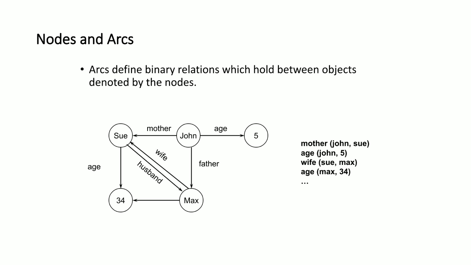So you can see, John's age is 5, then John's mother is Sue, John's father is Max, and you know that Max's wife is Sue. So the relationship between Max and Sue is inherited, right? Then Max's age is 34. So again Max is the husband of Sue, and Sue's age is 34. So from this knowledge, new knowledge is derived.